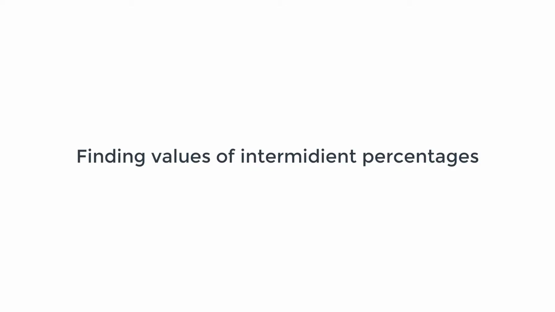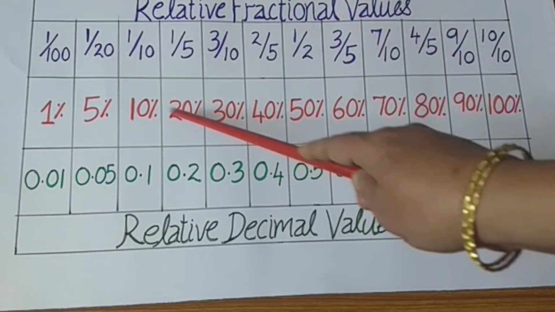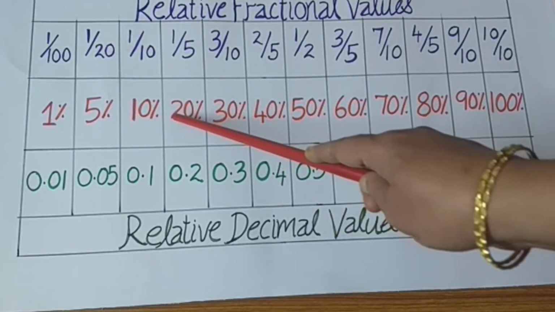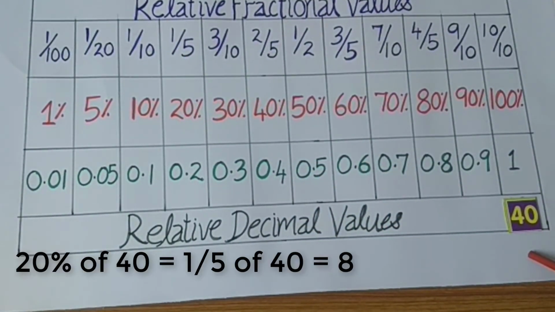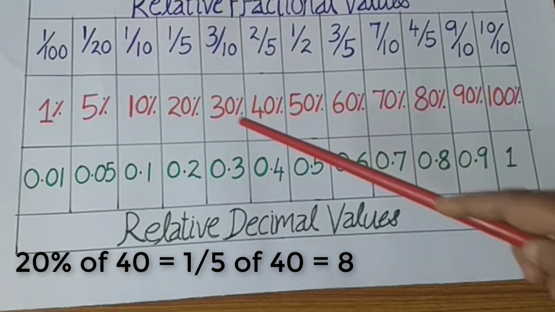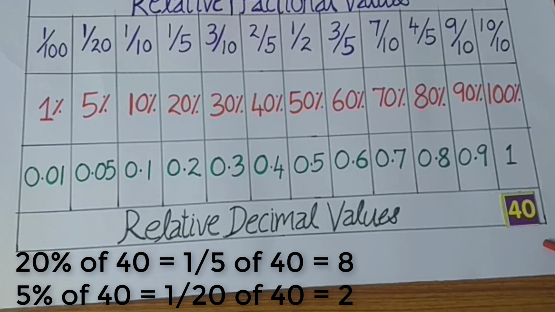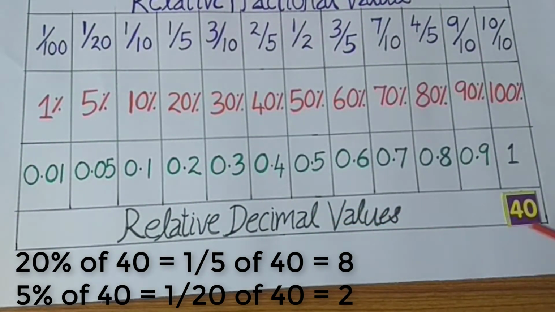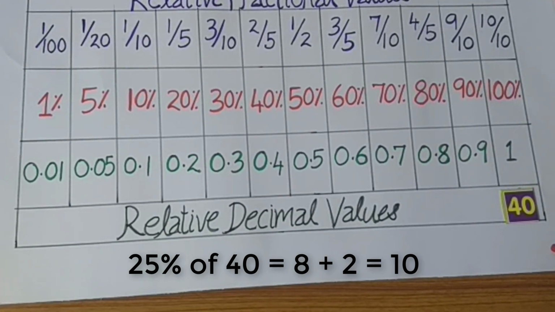For example, if you want to find out what is 25% of 40, we have 20% here, we have 5% here. So what is 20% of 40? It is 1/5 of 40, by which we get the value as 8. And 5% of 40 is going to be 1/20th of 40, which is going to be 2. So 8 plus 2, the value is 10.